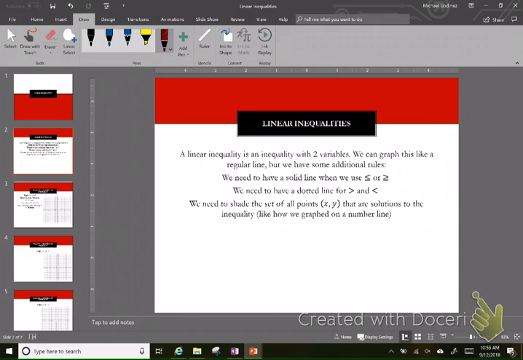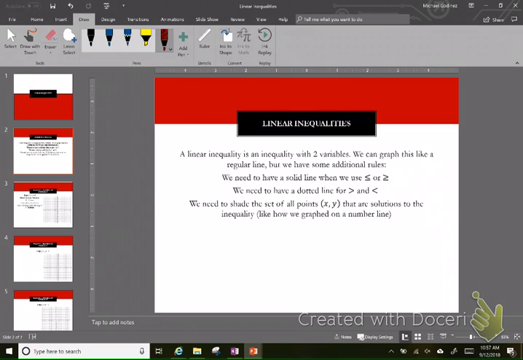Number one, similar to how when we solved inequalities in one variable and graphed our solutions on number lines, we used a closed or solid circle, dot, for less than or equal to and greater than or equal to. We're going to use a solid line when we graph linear inequalities with less than or equal to and greater than or equal to. Similarly, how we used an open circle or dot for greater than and less than, when we're going to graph a linear inequality using greater than or less than, we're going to use a dotted line.